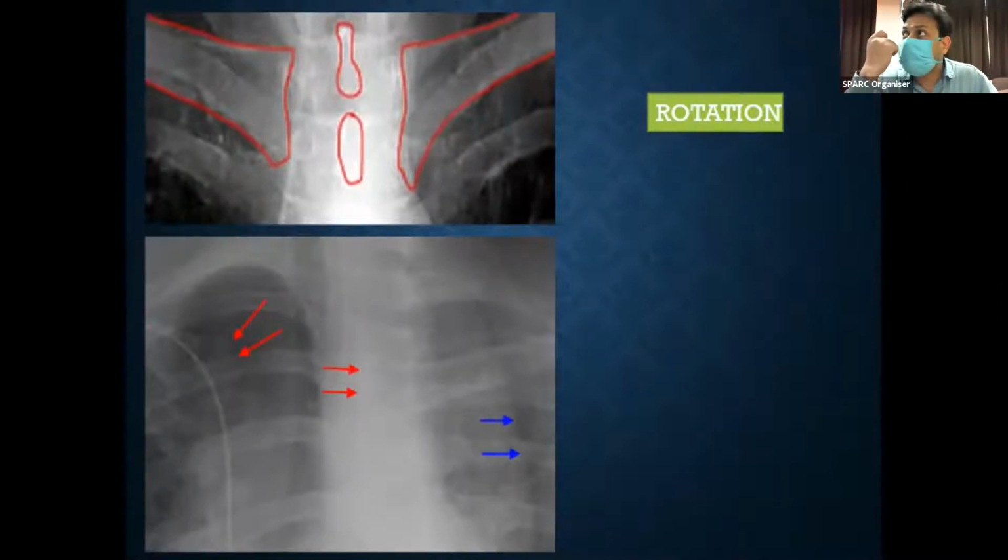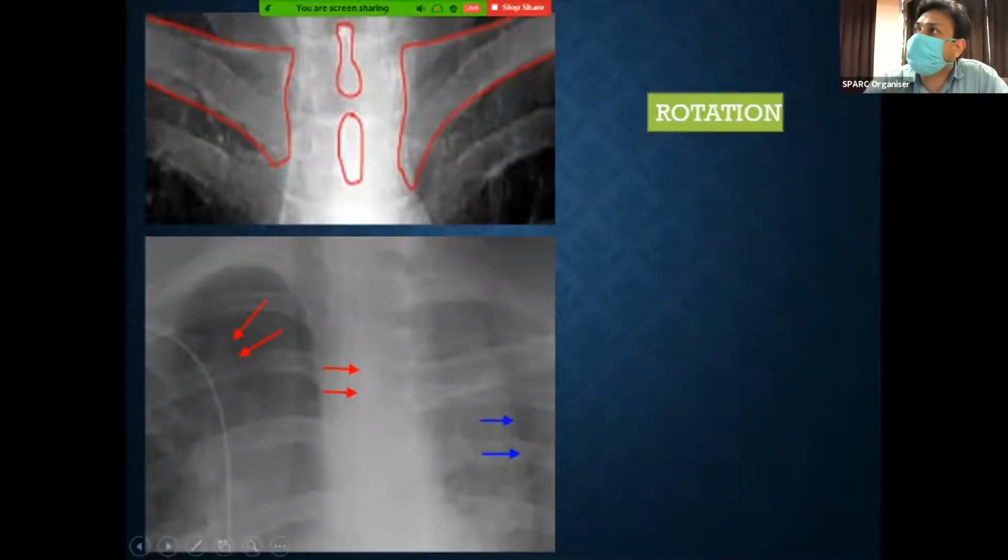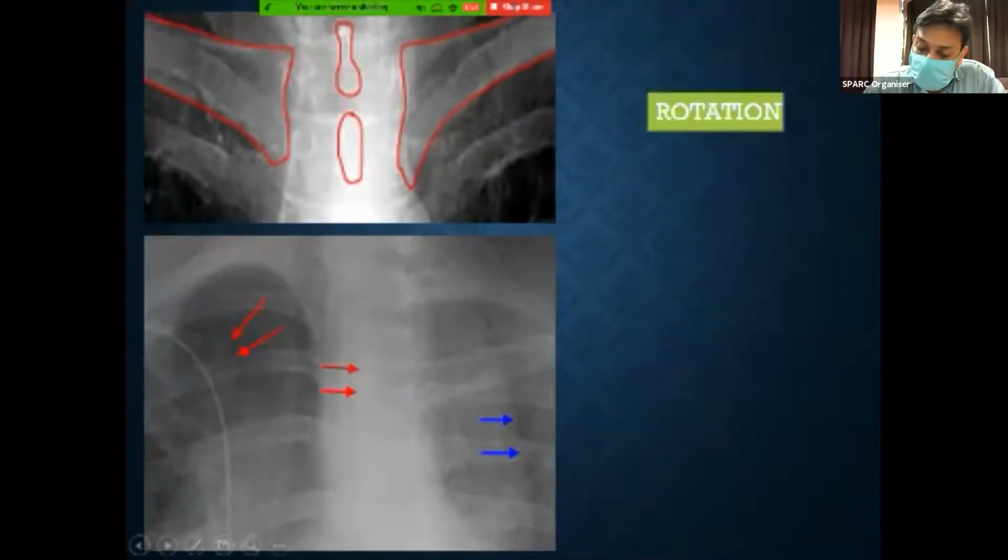And how do we see the rotation? Generally, we see a midline structure like the spinous process. We see the spinous process of the vertebra, and we see the medial margin of both the clavicles. So on both sides, the distance should be equal. Then we can say that there is no rotation. However, in the lower X-ray, there is gross rotation. One side of the clavicle is far away compared to the other side. So again, this can lead to misinterpretation.